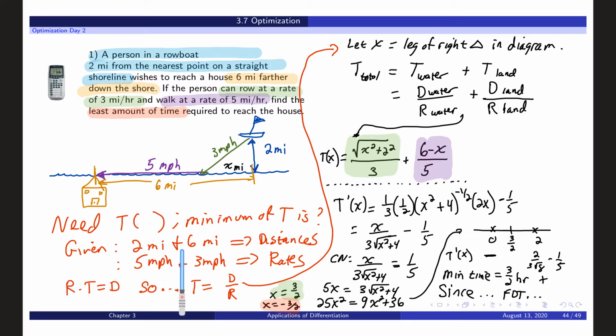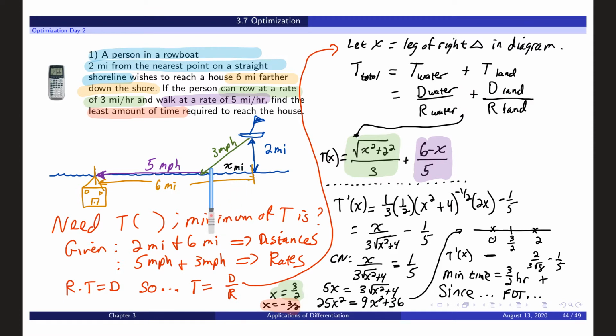We're given 2 miles and 6 miles, which are distances. We're given 5 miles per hour and 3 miles per hour, which are rates. But the question asked about time. What's the relationship between time, distance, and rate? It's right here. Rate times time equals distance. So a time function is distance divided by rate. So all we're going to do is set up time as the time in the water plus time on land. Since time is distance over rate, distance over water divided by rate over water plus distance over land divided by rate over land is the sum of the 2 times, okay?